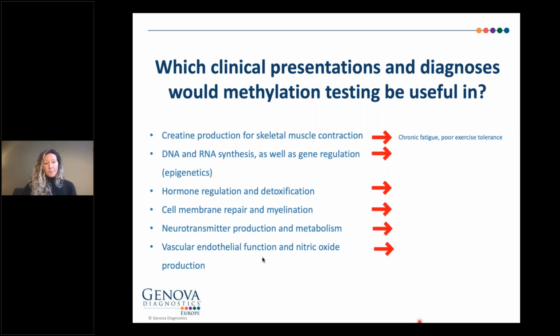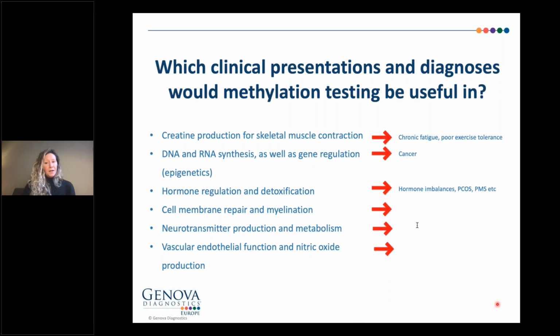We also have problems with DNA and RNA synthesis, as well as gene regulation. So conditions such as cancer are highly implicated here. And then we have the role that methylation can play in hormone regulation and also detoxification of environmental toxins. So we have key issues such as hormone imbalances, symptoms of estrogen dominance, for example, PCOS, PMS, and so forth.